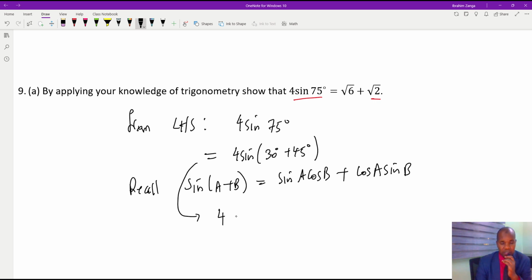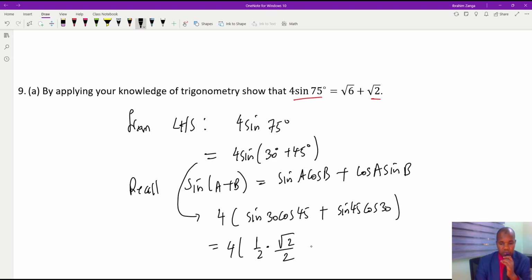So we'll be having 4 in the bracket sine of 30 cosine of 45 plus sine of 45 cosine of 30. This is equal to 4. Sine 30 is a half times cosine 45 is square root of 2 over 2, plus sine 45, square root of 2 over 2, times the square root of 3 over 2.